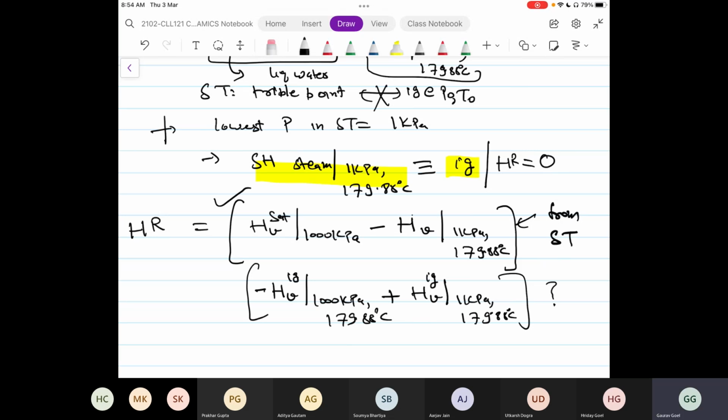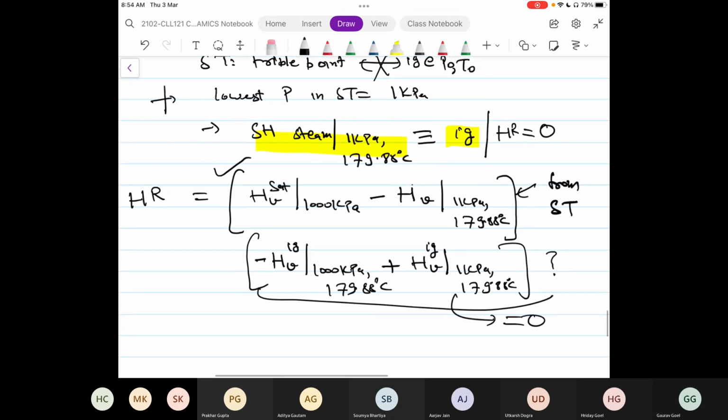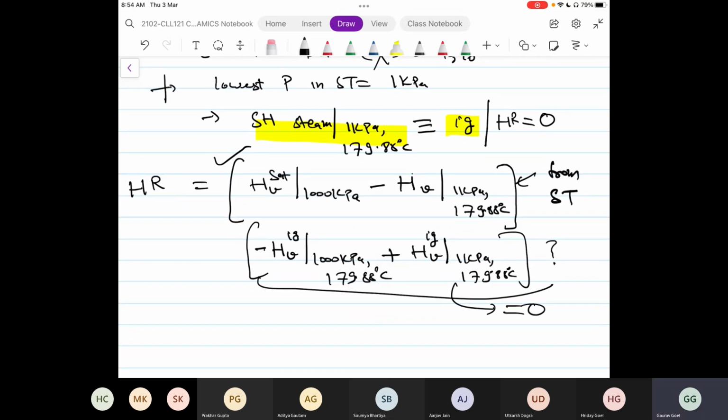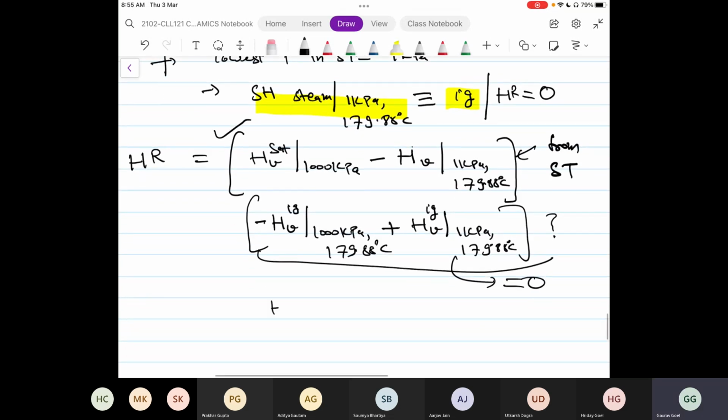Ideal gas enthalpy difference in going from 1 kilopascal to 1000 kilopascal at 179.88 degrees Celsius. Isothermal pressure change. What is the enthalpy change for ideal gas? 0. Okay. So that is how I will calculate HR. And similarly I can calculate SR. So I will give you the answers. You can check your calculation and you can try different paths.